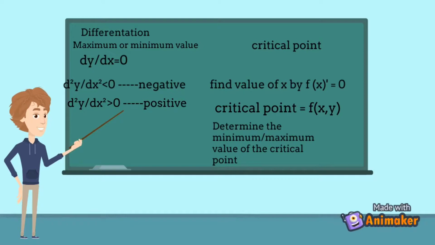After that, critical point. Find the value of x by f'(x) equal to 0. Critical point is equal to (x, y). Then determine the minimum and maximum value at the critical point.